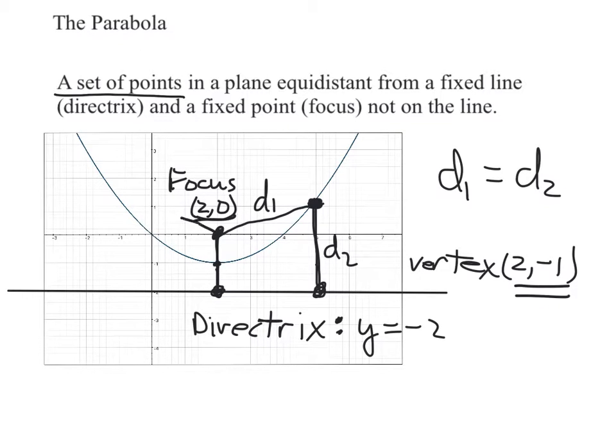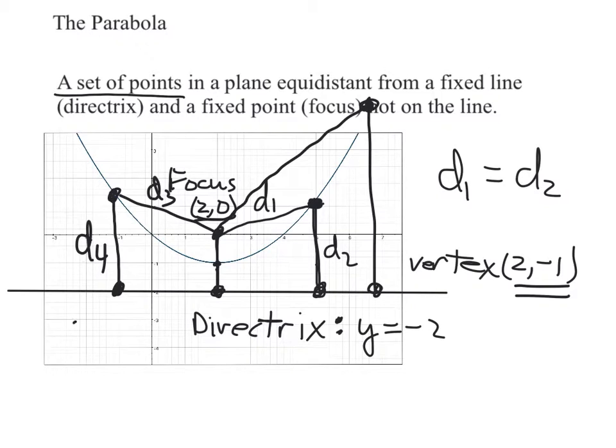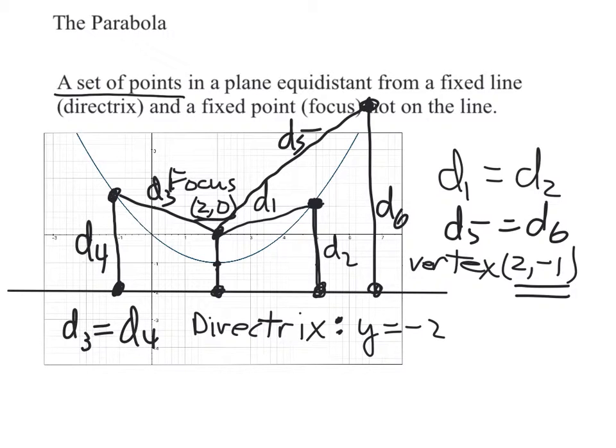Any line from the focus out to a point on the parabola, that distance is going to be the same as this distance from the parabola down to the directrix. And we can go as far out, a little too far from what we graphed, but we can see any of these distances. This is D3 and D4, or if we call this one D5 and D6, those distances are going to be equal.